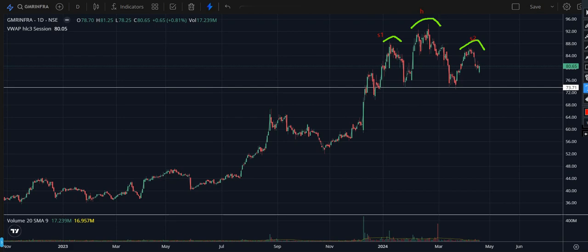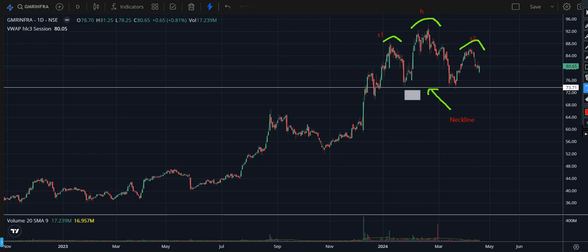Now the line which you see here, this line, is nothing but the neckline. It has been termed as the neckline. The most important part of the head and shoulders itself is the neckline. The neckline is basically a trend line, but in this case, I would say it's a structural support of 73.70.